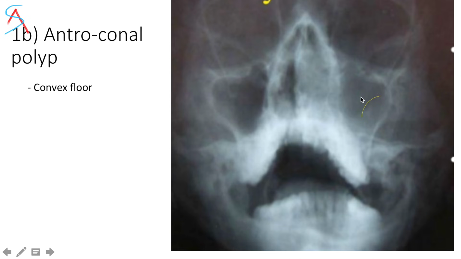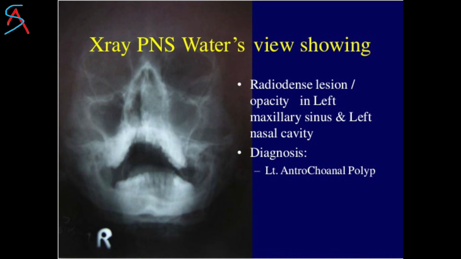The line which is separating them is convex in shape. It's convex in case of polyp and it's concave in sinusitis, because it's fluid there in sinusitis, and here it's a mass. There is an opacity in the left nostril and there is an opacity in the left maxillary sinus. Diagnosis is left antrochoanal polyp.